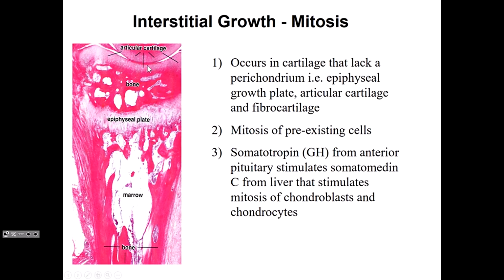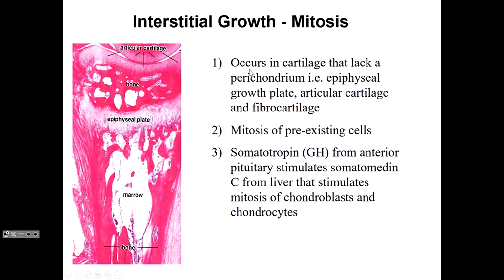You also don't have it in the epiphyseal growth plate shown here, and this will become more meaningful to you when we talk about bone, because the epiphyseal growth plate is a piece of cartilage that grows and is replaced by bone to elongate bones. And the third location is fibrocartilage, for instance, in the intervertebral discs and a few other locations of the body.